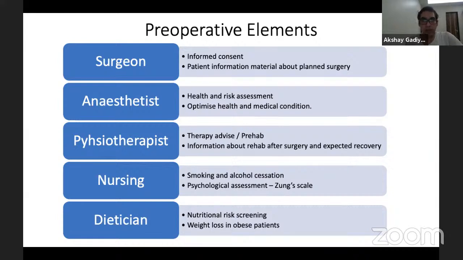From the surgeon's perspective, a surgeon is responsible for informed consent, and patient information material is provided about the planned surgery at the time of consenting. Patients are educated about the surgical procedure, and their risks as well as benefits, pros and cons are explained to them. After obtaining the information material, patients read through it, and again, if there are any other queries, they come back to the surgeon to ask their queries further.